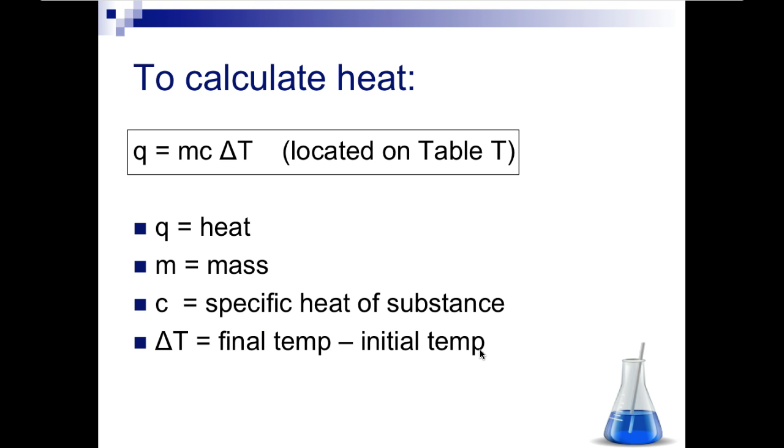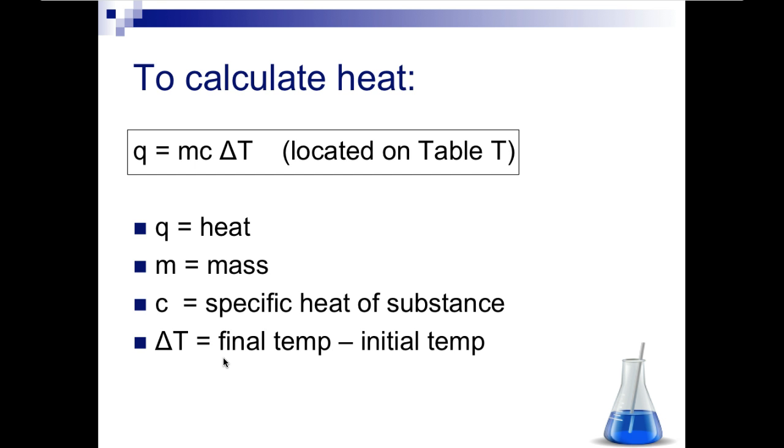So let's look at what our equation is. Q is equal to mc delta T, and that's going to be located on table T in your reference packet. Q is your heat, M is your mass of your substance, C is the specific heat of that substance, which if it's water, you look at table B on your reference packet. If it's not water, then it's going to have to be given to you in the problem. And delta T is going to be your final temperature minus your initial temperature.